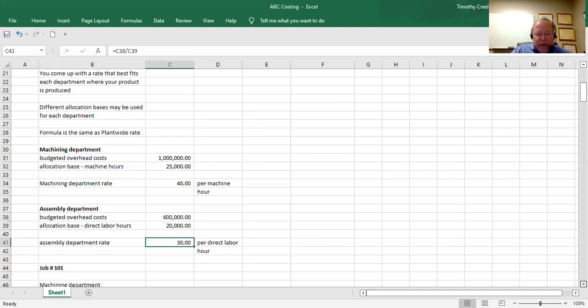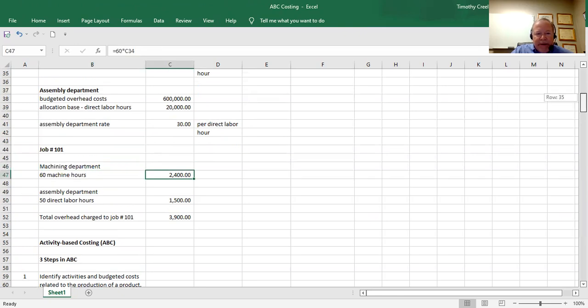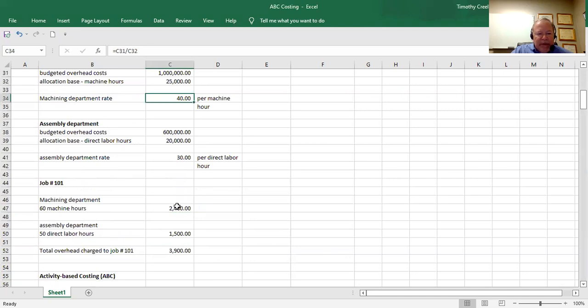So if we were doing this for job number 101, then basically we would take, let's say the machining department, it took 60 hours. So we'd take 60 hours times our rate, which was $40 an hour. We'd come up with 2,400. And then through the assembly department, let's say it took 50 direct labor hours. We would take that 50 direct labor hours times our rate of $30 an hour, and we'd charge 1,500 of overhead from the assembly department. We'd add those two together, and the total overhead charge to that job would be $3,900.